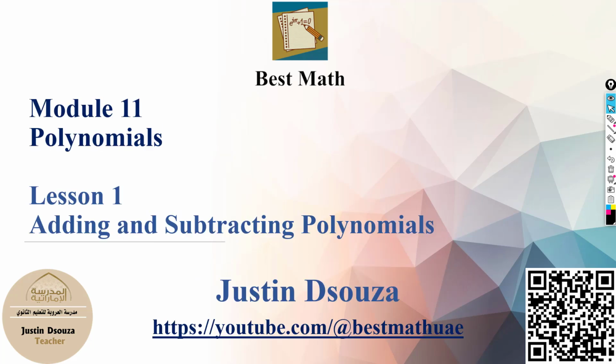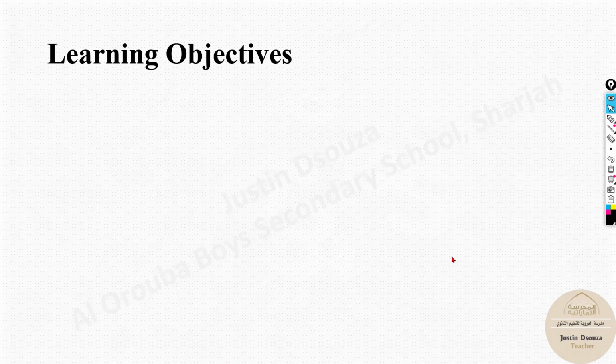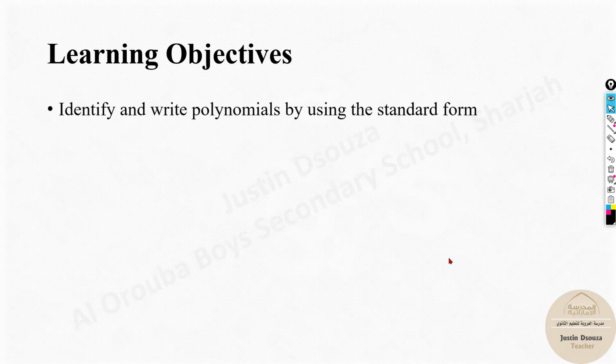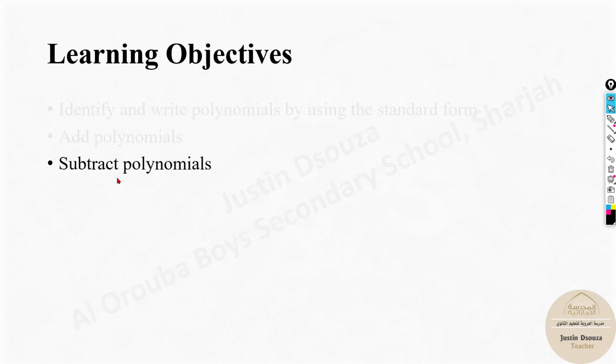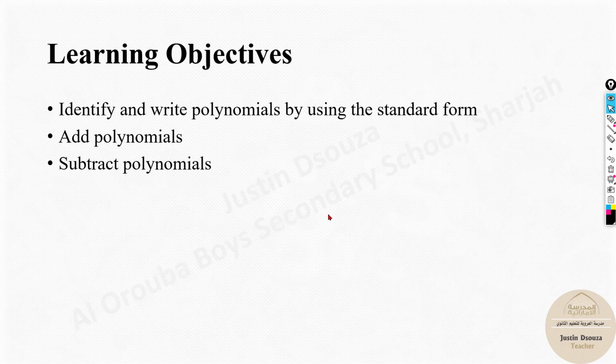So we will begin with the first lesson, which will be there in term 1. It's from module 11, Polynomials. Lesson 1 is about adding and subtracting polynomials. The learning objectives of this lesson are: identify and write polynomials by using the standard form, add polynomials, subtract polynomials. It's a pretty straightforward lesson. It's not that difficult. It might be lengthy, but it's a pretty easy one.